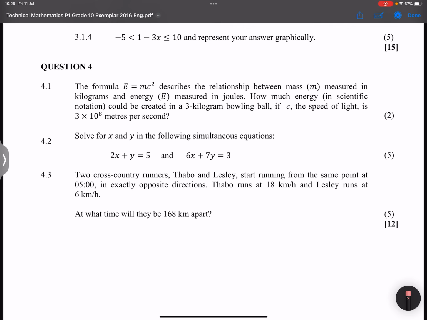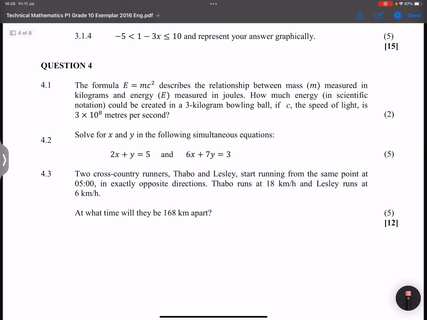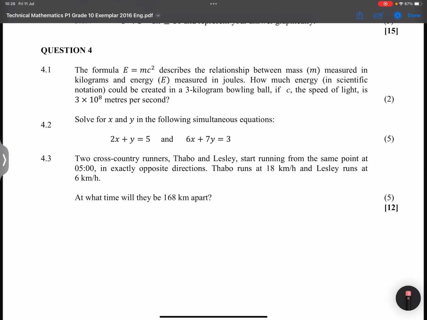All right, now let's go on to the next question. So they say to us the formula E equals mc squared describes the relationship between mass m measured in kilograms and energy E measured in joules. How much energy in scientific notation could be created in a 3 kilogram bowling ball, if c, the speed of light, is 3 times 10 to the power 8 meters per second?